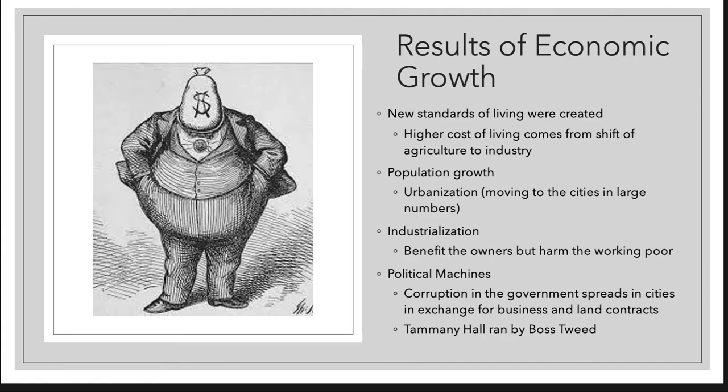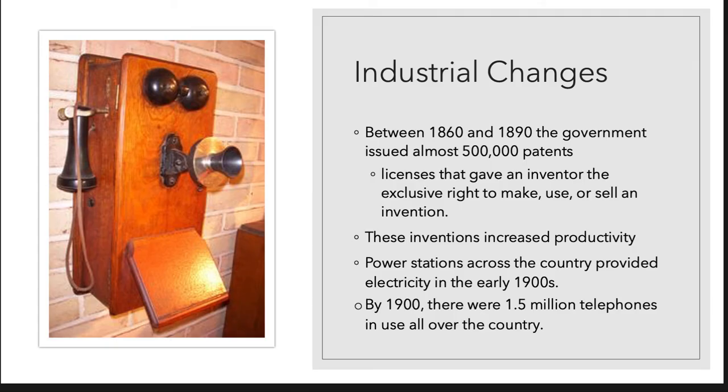But a political machine is one that is greased by the hands of the wealthy in the government to work hand in hand with business to allow business to succeed at any and all costs. And as we look at the industrial changes that occur in this time period between 1850, 1860, 1890, 1900, the government is going to support big business. And one way that they support them is by issuing patents. A patent is a license that's given to the inventor to give them exclusive rights to make, sell, and use the blueprints, their ideas, to sell an invention.